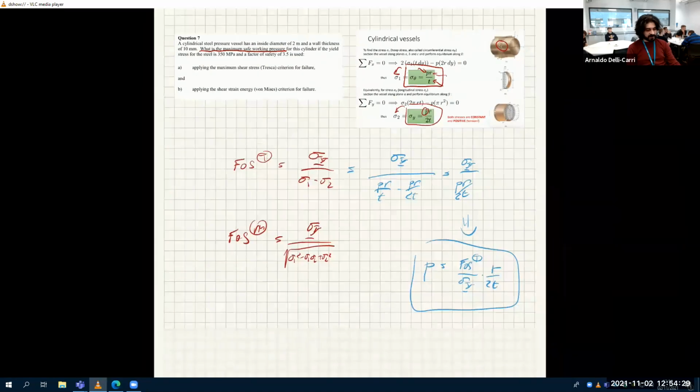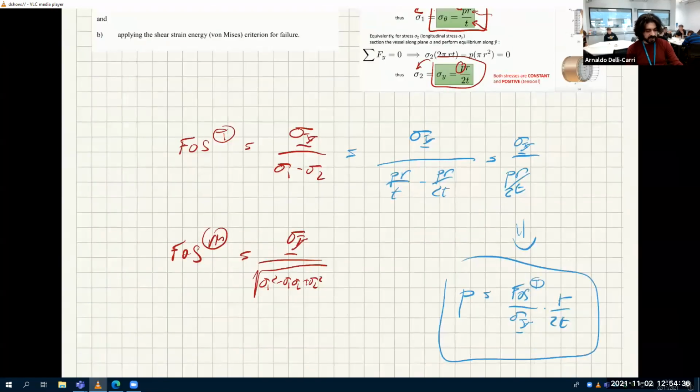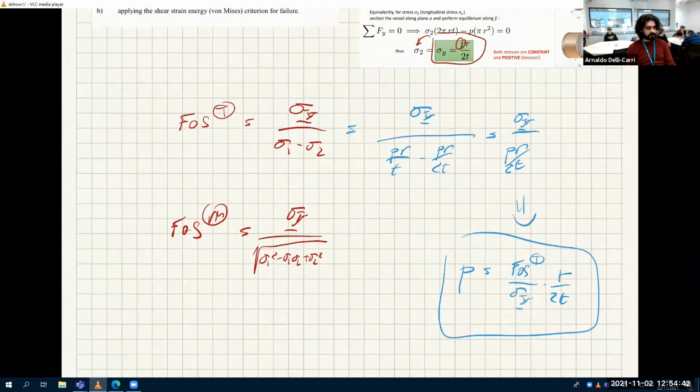Factor of safety is 3.5. Sigma yield is 350. The radius is given, it's 1 meter. And the thickness is given, it's 10 millimeters. You do exactly the same for this, which of course is more complicated because you have the square root, but it's not too much more complicated. Any questions online?